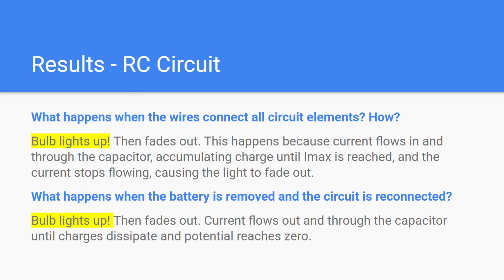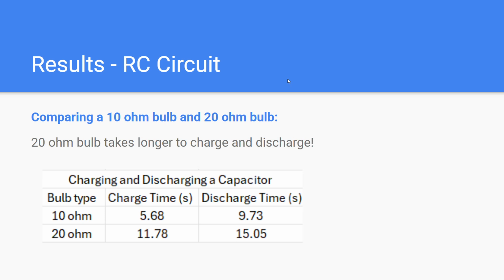This is because current flows in and through the capacitor, accumulating charge until the Imax is reached and the current stops flowing, causing the light to fade out. What happens when the battery is removed and the circuit is reconnected? This was not shown in the video, but the bulb also lights up and fades out because current flows out and through the charged capacitor until charges dissipate and the potential reaches 0.